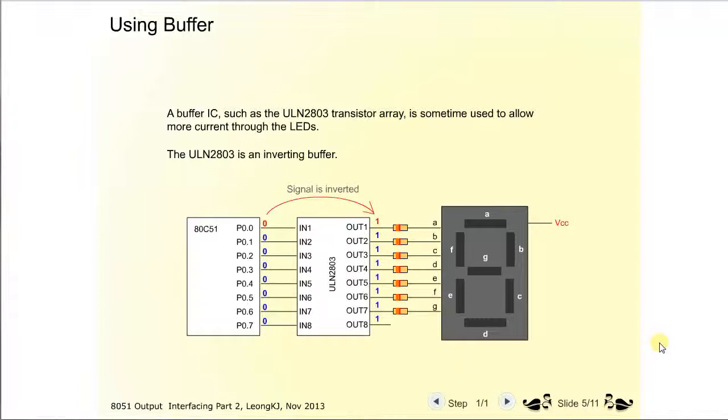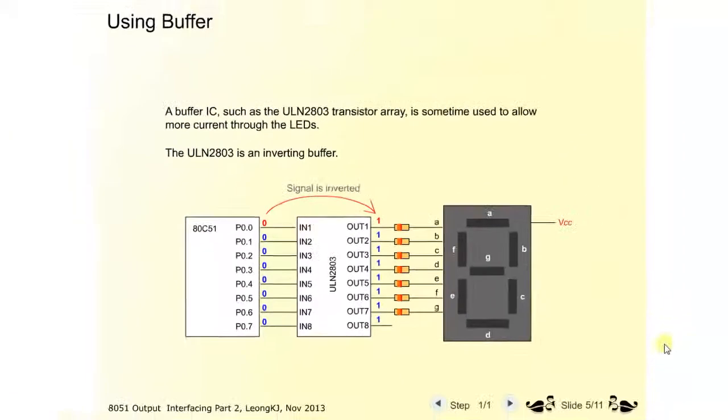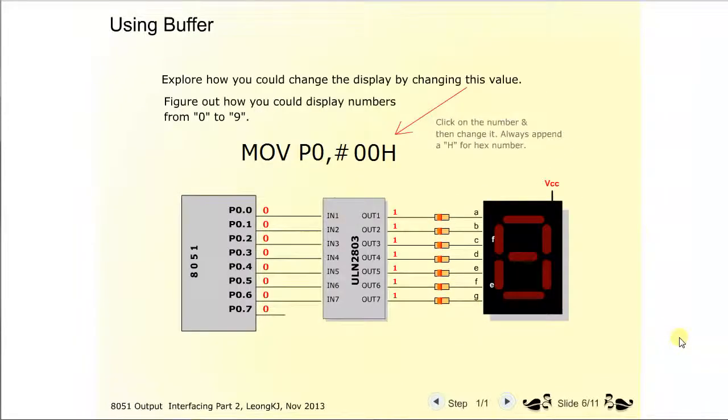The buffer IC, such as the ULN2803 transistor array, is sometimes used to allow more current through the LED. The ULN2803 is an inverting buffer. Explore how you could change the display by changing the value moved to port 0. Figure out how you could display numbers 0 to 9.